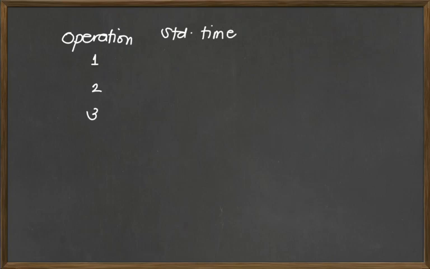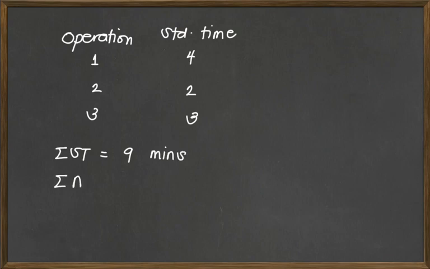So, let's say we have three operations. Operations 1, 2, and 3. And you are given the following standard time in minutes. So, let's say we have 4, 2, and 3. So, para makuha yung total standard time, so we'll just get the sum of your ST, which is 4 plus 2 plus 3, which is 6 plus 3. We have 9 minutes. And then the summation of your allowable time.